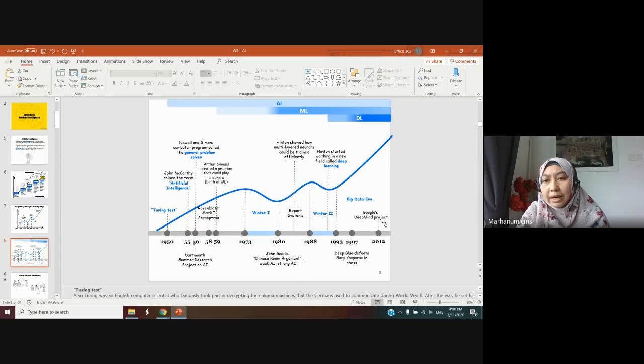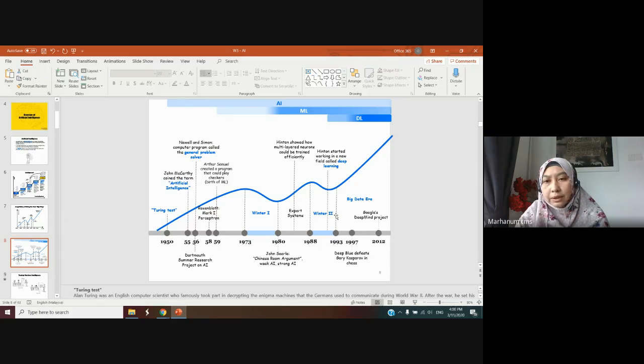Okay, and then until 2012, Google conducted their DeepMind project. So I want you to search what actually is Google's DeepMind project. Okay, big data era. So big data, and then in 1997 Deep Blue defeated Garry Kasparov in chess. This one is also AI that was introduced.